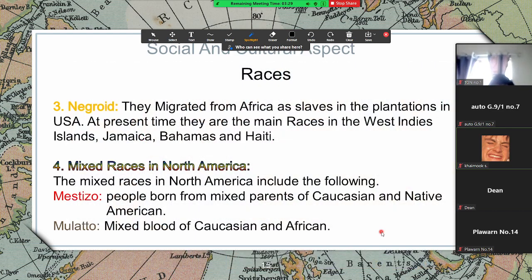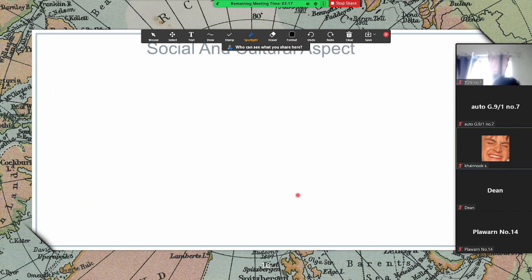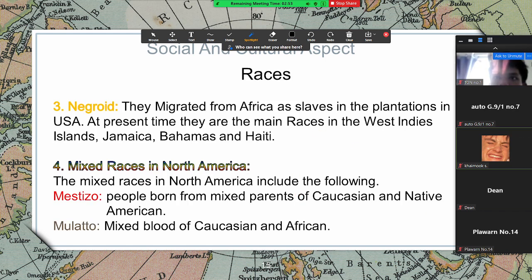Any questions? Before we end the meeting, next meeting we will be discussing the language and religion. This will be discussed quickly because there's only little here. We will also discuss the population dispersion of the continent and density. No more questions? Is everything clear?